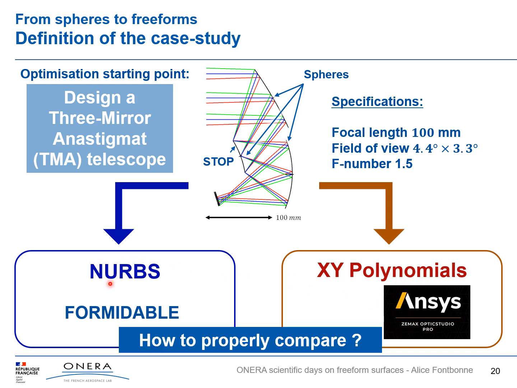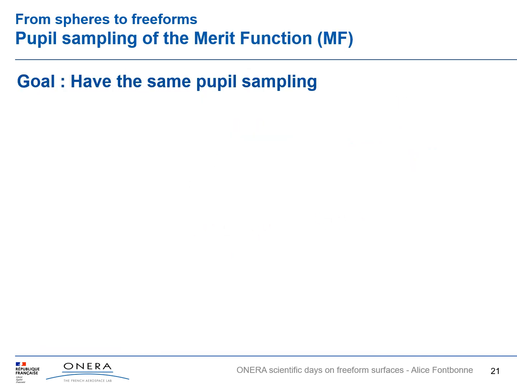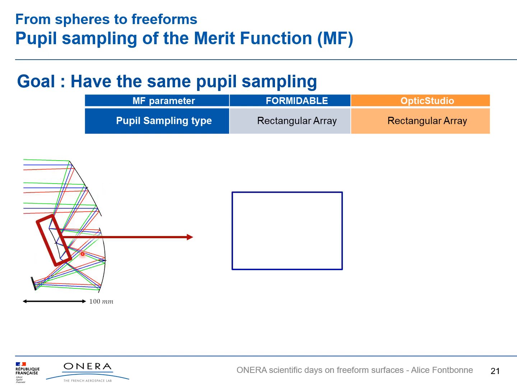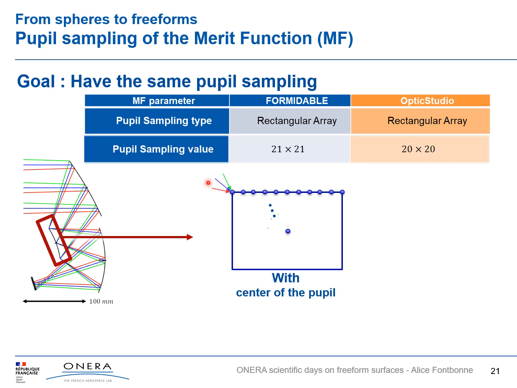So the first question is how to properly compare the two results that we will obtain. To compare properly the two optimizations in the two software, the first goal is to have the same merit function. And inside the merit function, the first goal is to have the same pupil sampling. So here Clément used a rectangular pupil sampling. So here is the pupil and it's rectangular. And with Formidable, the pupil sampling is 21 by 21, which is odd. So here you can add the center of the pupil.